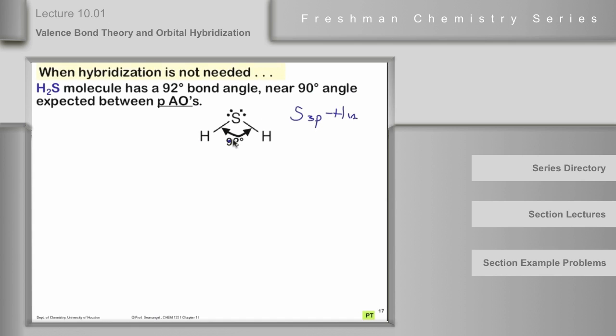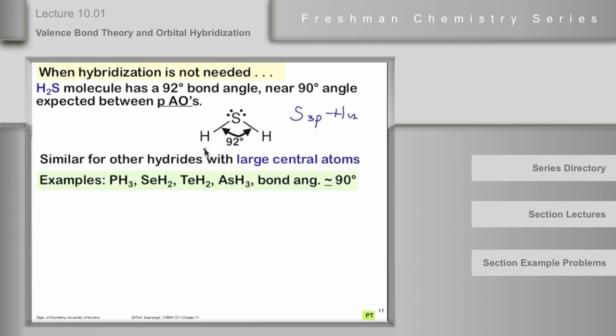And the bond angles can be your guide. For hydride compounds in particular, H2X and H3X and so forth, the ones that have bond angles near 90 degrees, and that's always large central atoms, you don't need to invoke hybridization. I've put you a list of a few here so you can see what they're like. The bond angles are near 90 degrees and therefore no hybridization.